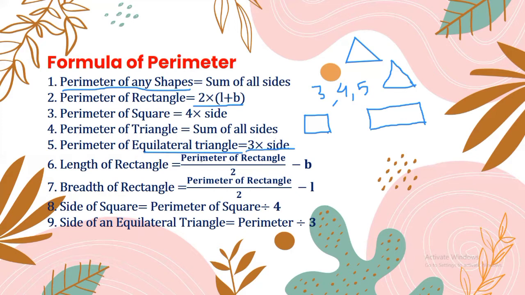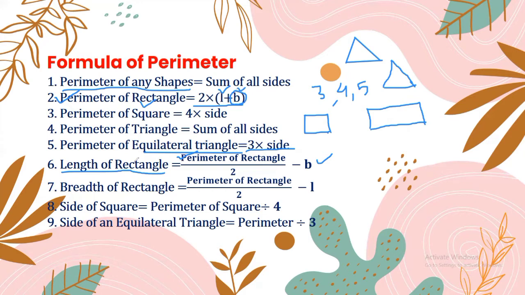Suppose the perimeter of a rectangle is given and the breadth is also given. So how can you find the length of that particular rectangle? This is the formula to find the length of a rectangle: perimeter divided by 2 minus b. Otherwise, you can easily use the perimeter formula also by putting the values here. Put the perimeter value and the length value here, and you can find the b value from here.